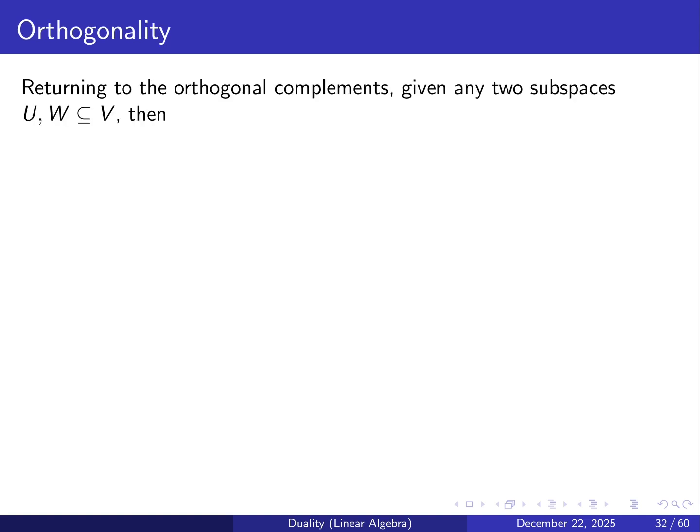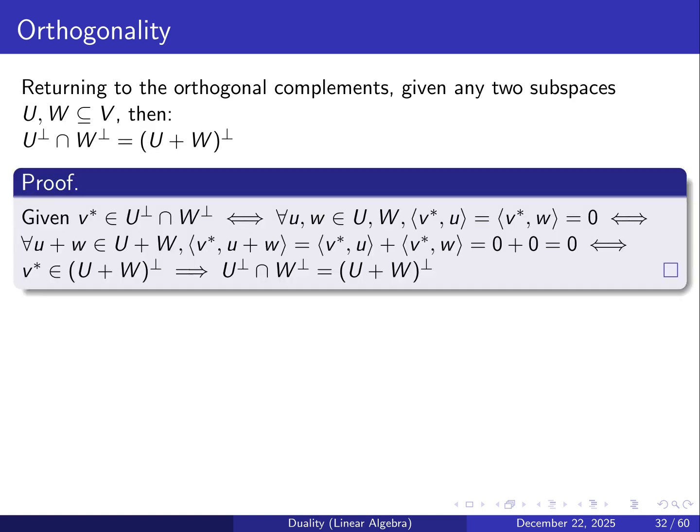Returning to the orthogonal complements, given any two subspaces U and W of V, then U complement intersection W complement is equal to the space U plus W complement. Given a vector V star from U complement intersection W complement, for all U and W we have V star scalar product U and V star scalar product W are equal to 0, which holds if and only if for all vectors U plus W we have V star scalar product U plus W is equal to V star scalar product U plus V star scalar product W, which is just equal to 0. So that's if and only if V star is in U plus W complement, which implies that U complement intersection W complement is equal to the space U plus W complement.